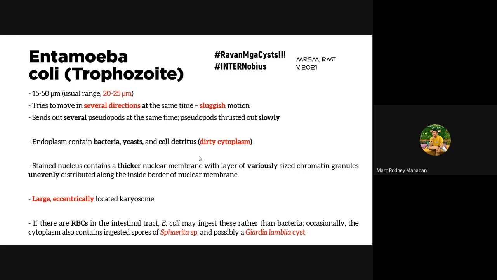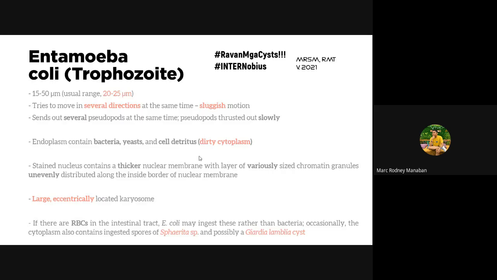It's not common. Majority of the time, the cytoplasm contains bacteria, cell debris, and yeasts. And if the patient also has co-infections or other diseases like Giardia lamblia, Entamoeba coli trophozoite can ingest Giardia lamblia cysts. Or also Sphaerita spp. Sphaerita spp is a fungus that is a parasite. So it's a fungus that lives within the Entamoeba coli trophozoite. So it's a parasite of a parasite. But again, it is rarely seen, rarely recovered. Most of the time, what we see in the cytoplasm are bacteria, yeasts, or cell detritus.